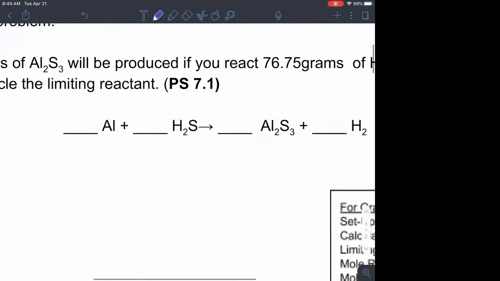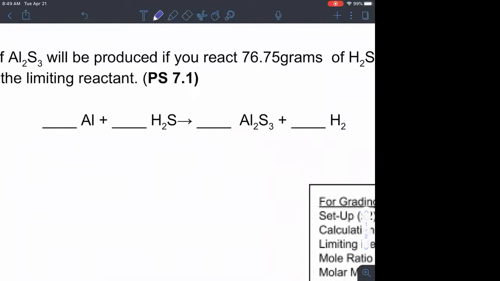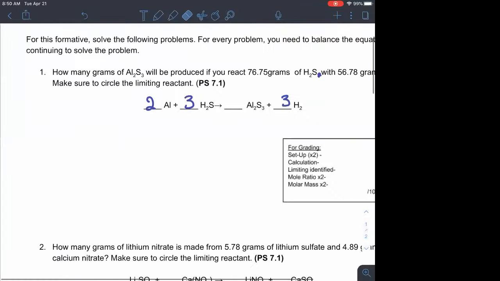If we look, I'm just going to go by what we have, and we can see that we have 2 aluminums on our product side, which means we need 2 aluminums on our reactant side. We have 3 sulfurs on our product side, so we need 3 sulfurs on our reactant side. That means we have 2 aluminums on each side and 3 sulfurs on each side. Then we have to make sure our hydrogens match, and we have 6 on our reactant side, which means we need 6 on our product side, so we multiply over here by 3 to make our balanced equation. Now that we have our balanced equation, we can start to set up our problem.